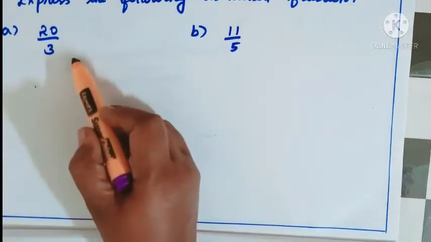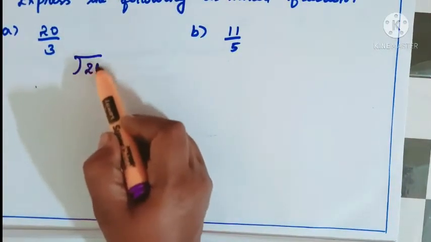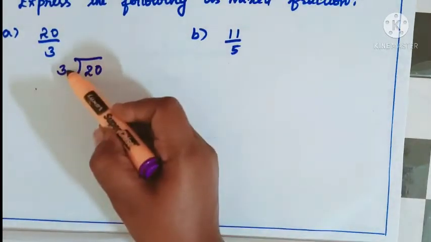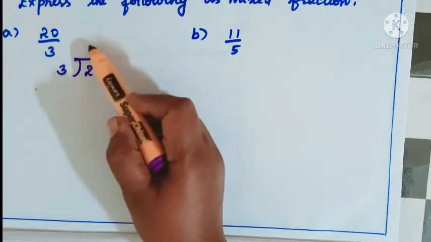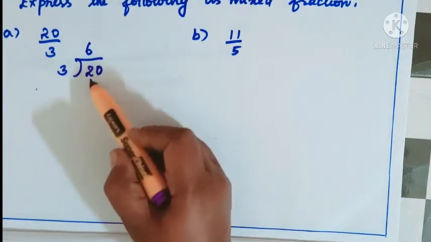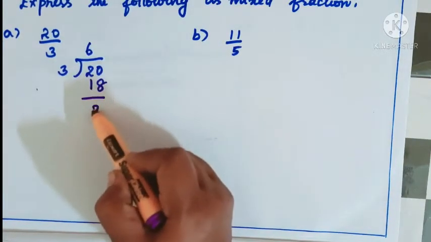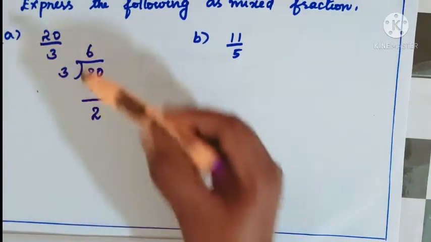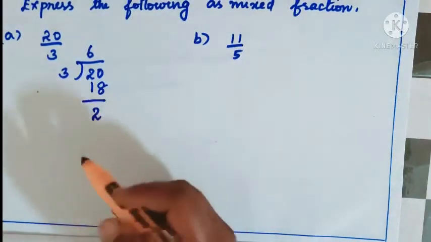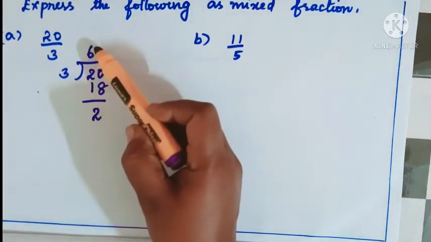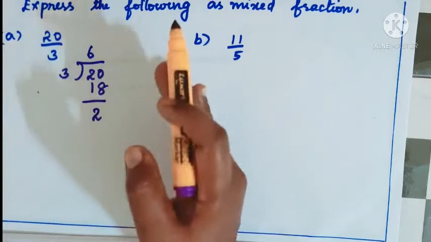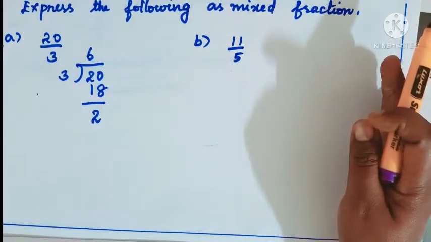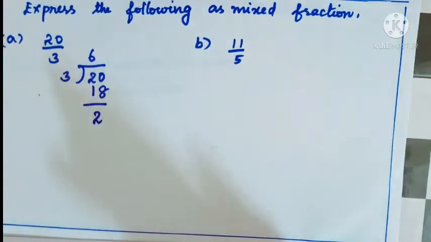So how will I express this? I'll just divide this. See here, 20 and 3. 3 sixes are 18, so the balance is 2. So how will you write? First you write the quotient. The quotient is 6. That is the whole number. Understand? That 6 should come first.